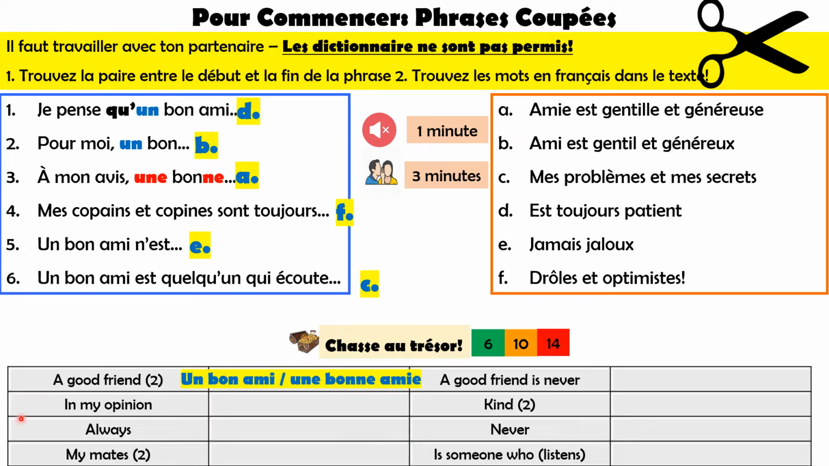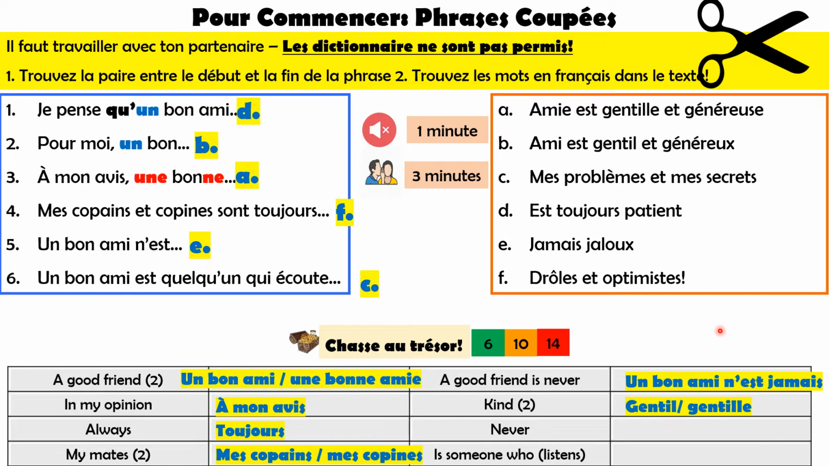Donc, a good friend, on peut dire un bon ami ou une bonne amie. Alors, in my opinion, à mon avis, always is toujours. My mates are mes copains or mes copines. So remember, for the GCSE, I want variety, people. So you can use ami for friend or copain for like mate. Same thing. A good friend is never, un bon ami n'est jamais.